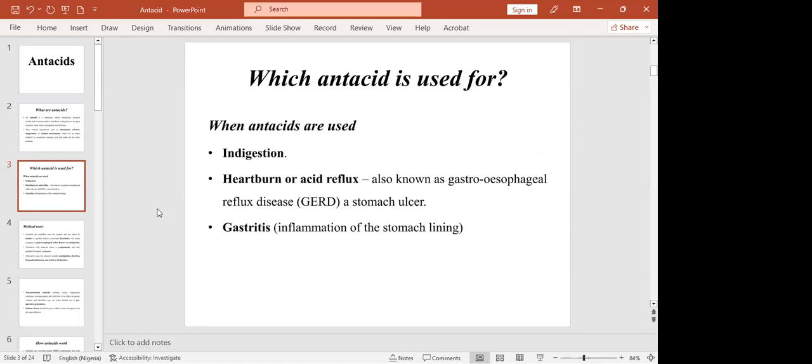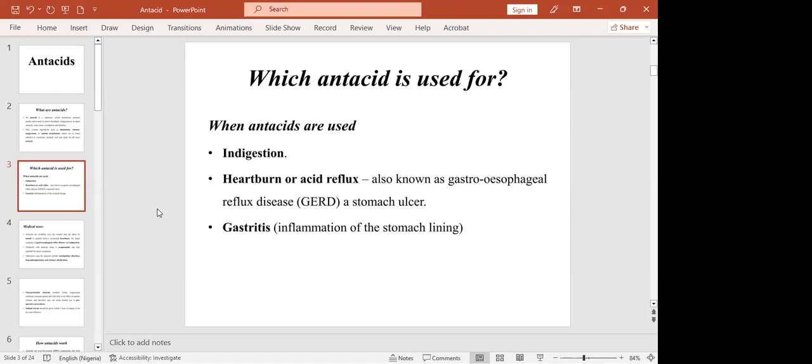Gastro is stomach. Esophageal is esophagus. Reflux is something going back. So the stomach acid is going back from the stomach into the esophagus. So it's washing the esophagus. Esophagus is the gullet. We have done the gastrointestinal system. I won't go back. So the same acid that should help for food digestion, hydrochloric acid and some other ones, can then go back into the esophagus and wash the mucosa of the esophagus. So it's peppery.